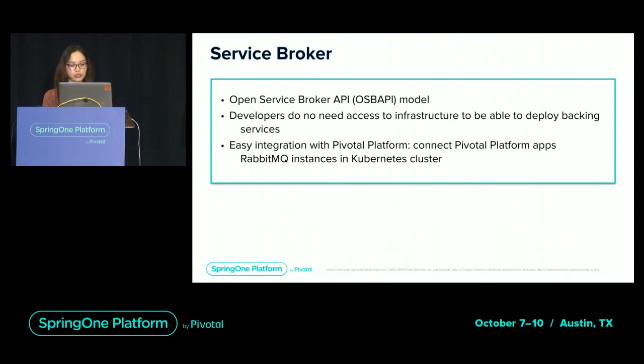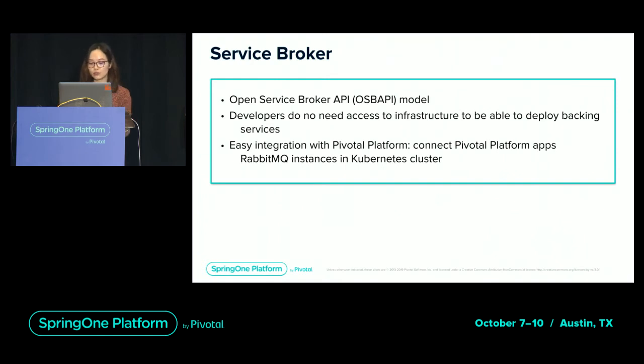Our service broker follows the Open Service Broker API model, which is an API model that allows independent software vendors and app developers to easily provide backing services to workloads running on different platforms, such as Kubernetes, and in our demo's example, Cloud Foundry. This API provides a simple abstraction of provisioning and deprovisioning service instances.